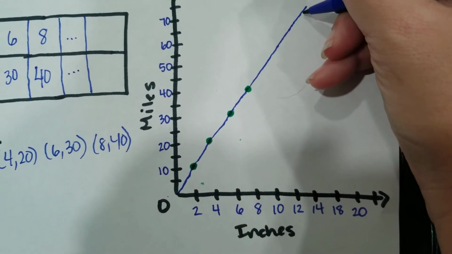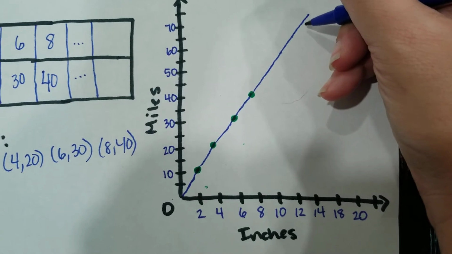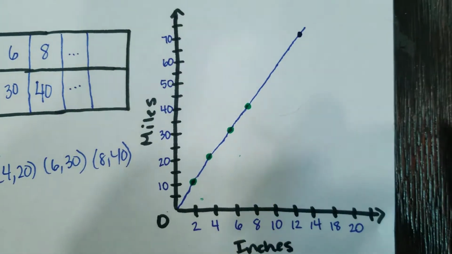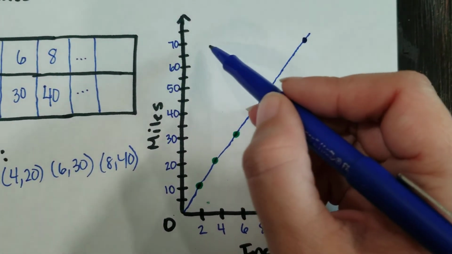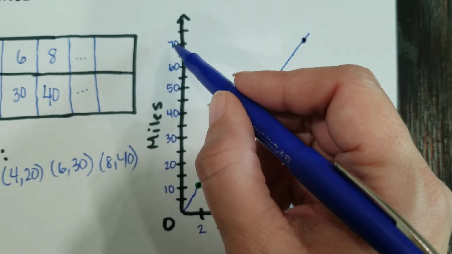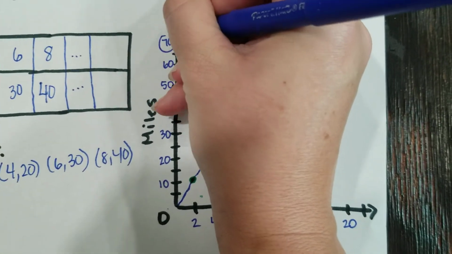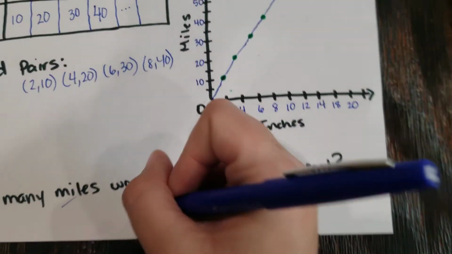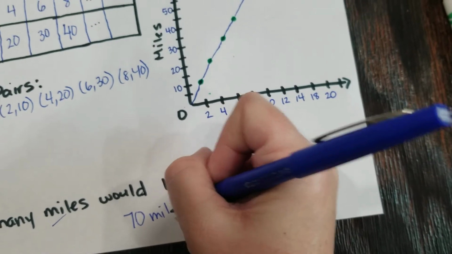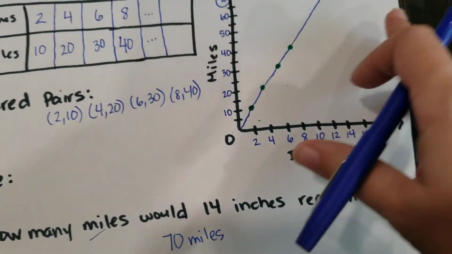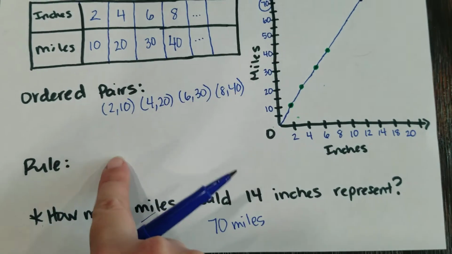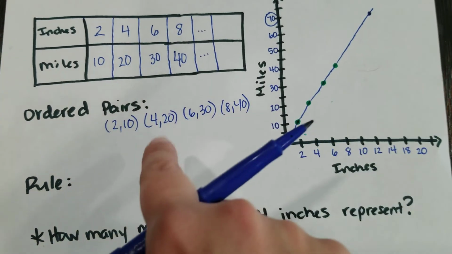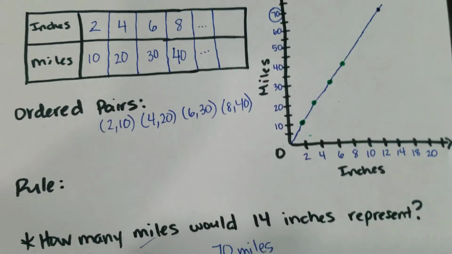Ooh, I almost don't have a long enough line. 14, right there, about there, okay, and then I look over to my miles axis, and I got 70, so I'm thinking it might be 70. Okay, so that's what I think is my answer. I'm going to say 70 miles down here, but I can check. I can check by finding the rule, because remember I said it's going in a straight line, so there's a rule, and then using the rule to fill in my table.